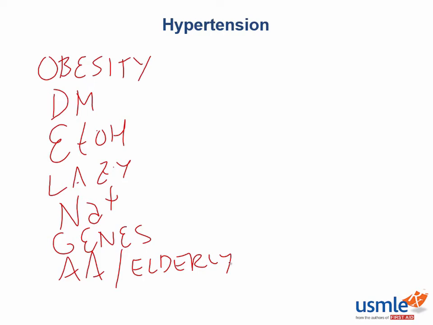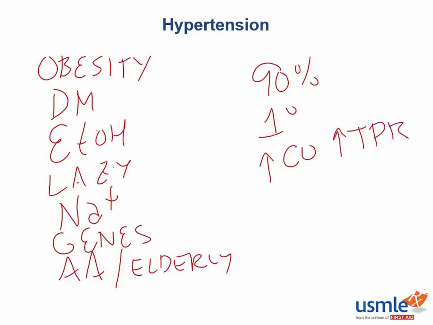Now, 90% of hypertension is essential or primary. Your book says it's due to an increase in cardiac output or an increase in total peripheral resistance. Not a big surprise here, right? Because the equation of cardiac output times total peripheral resistance equals blood pressure.